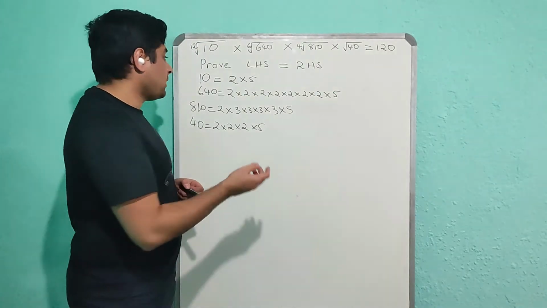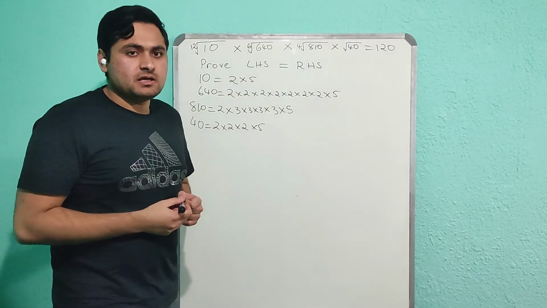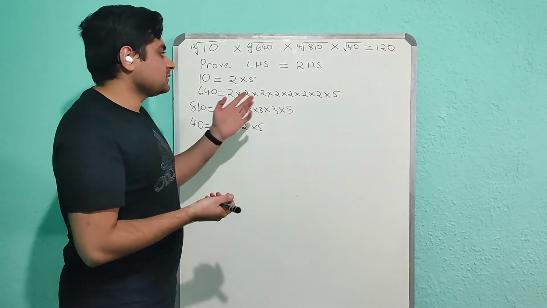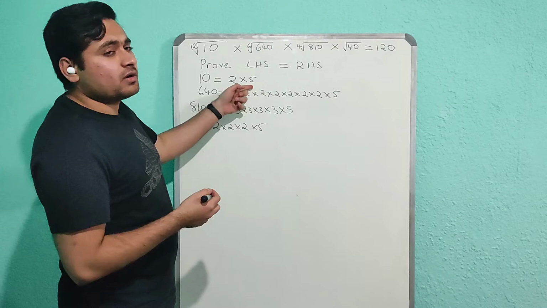Now that we have our answer in terms of prime factors, let's write them in the simplest form in terms of exponents. So we can see 10 is already in the simplest form.